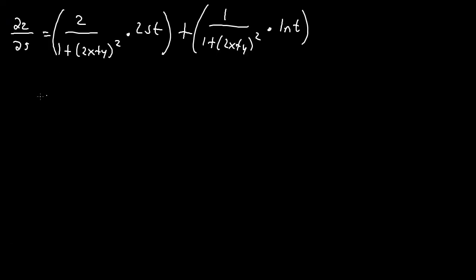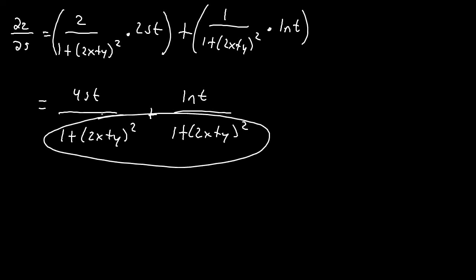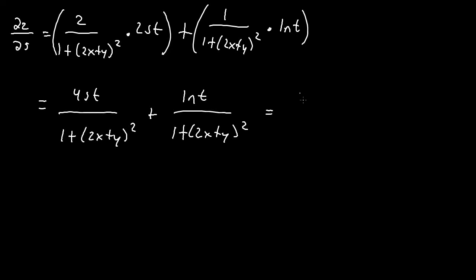So now if I simplify, 2 times 2st is 4st, over 1 plus (2x plus y) squared, and we have plus 1 times the natural log of t, over 1 plus (2x plus y) squared. Notice the denominators are the same, so we can go ahead and combine the fractions together. So we get 4st plus the natural log of t, over 1 plus (2x plus y) squared.